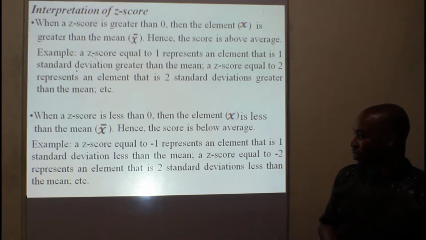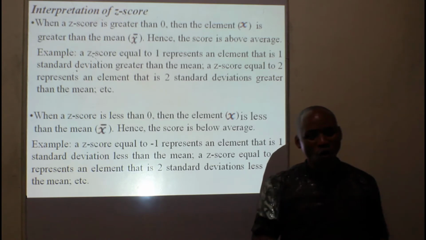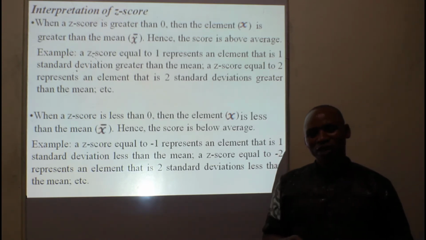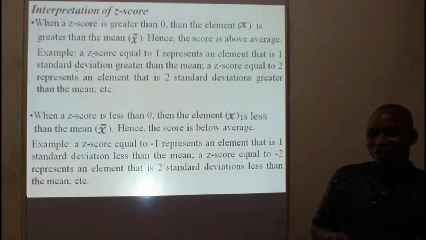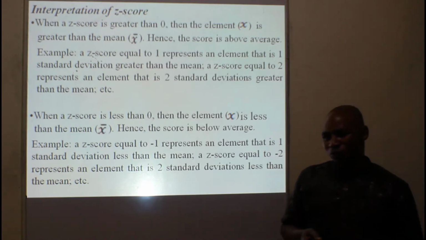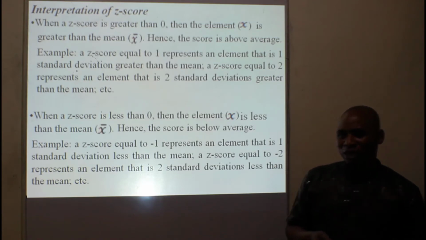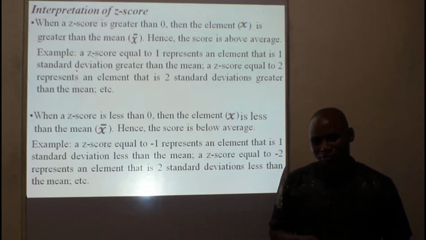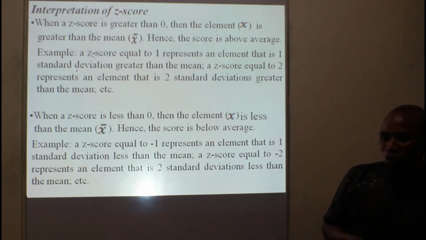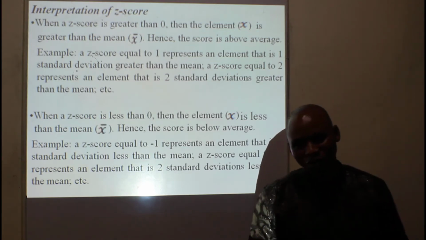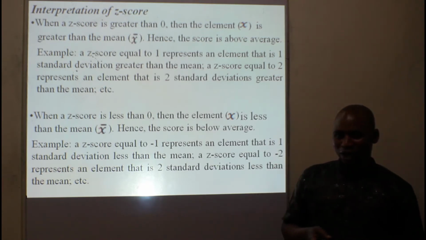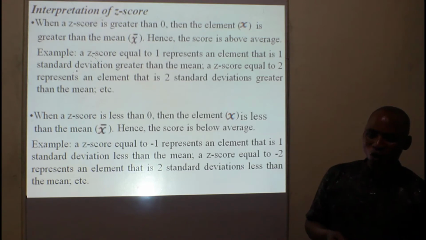In the second situation, let's say you had a z-score of -2. What it means is that the student's score is about 2 standard deviations below the mean of all the scores in the class. And for that matter, the student's score is below average.